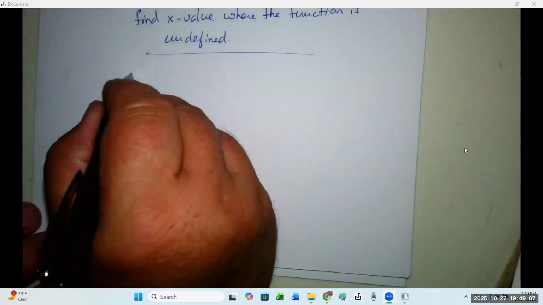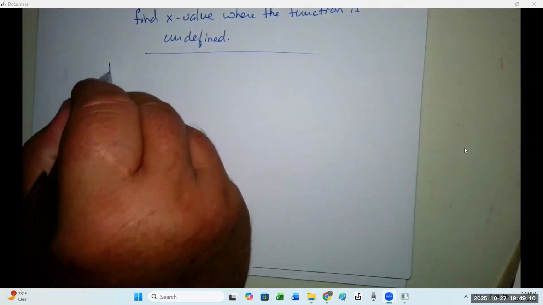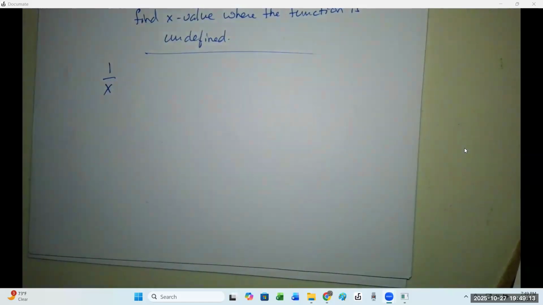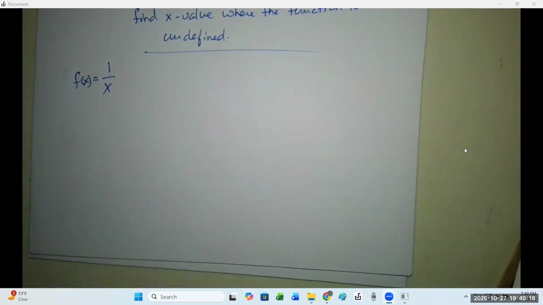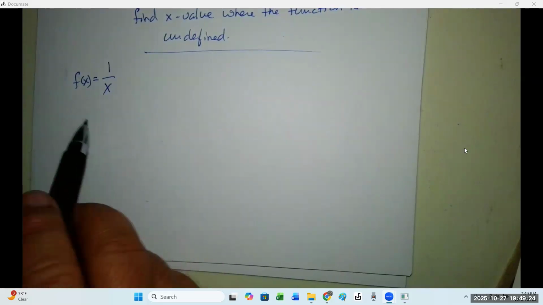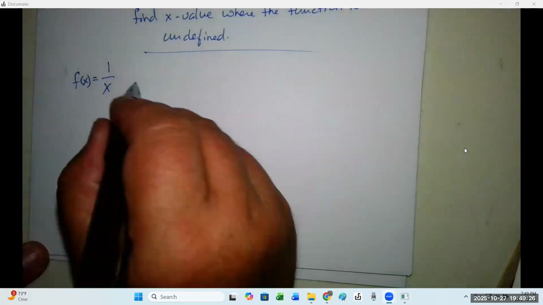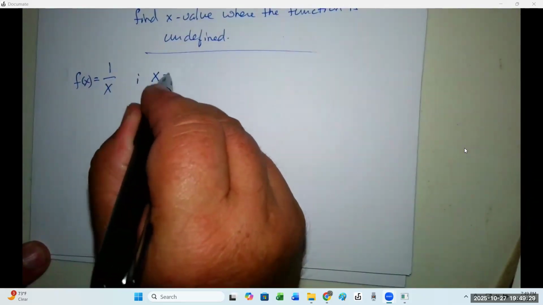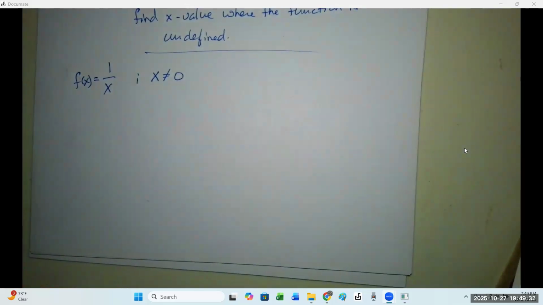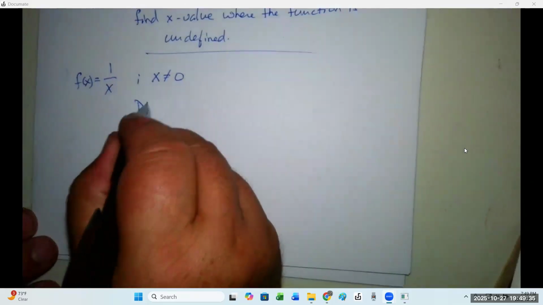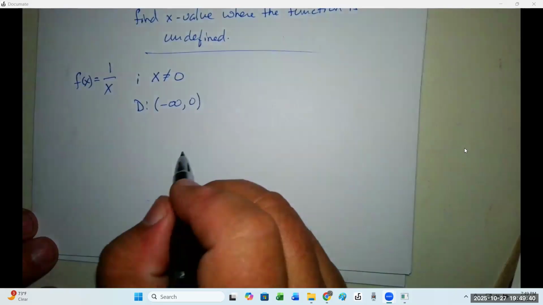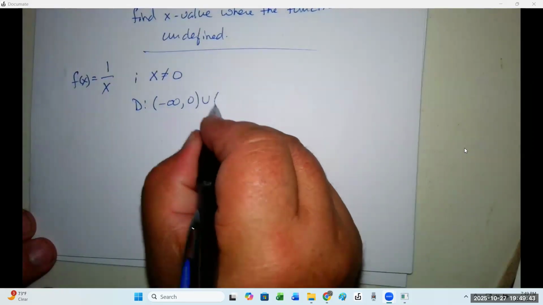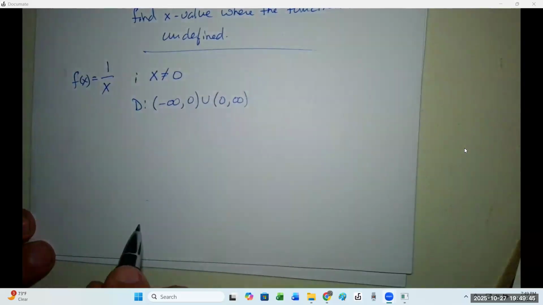First off, if we had the function 1 over x, what's the only x we cannot use there? Well, the only rule we have here is you can never have 0 on the bottom. So x cannot be 0. So the domain is from -infinity to 0, and then from 0 to +infinity.